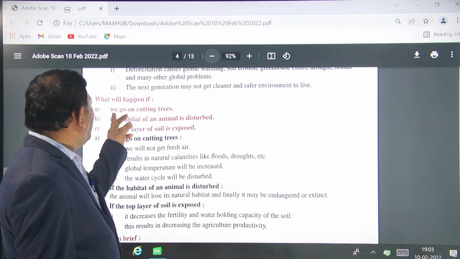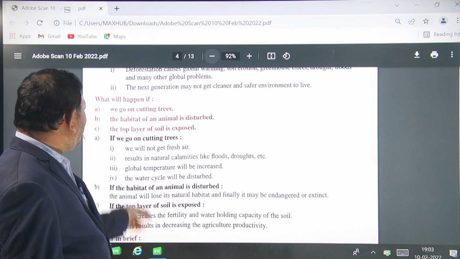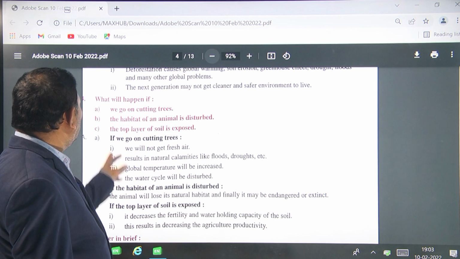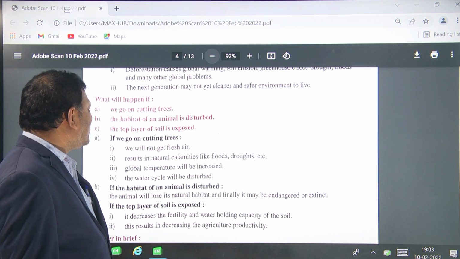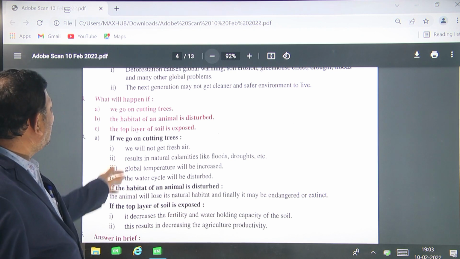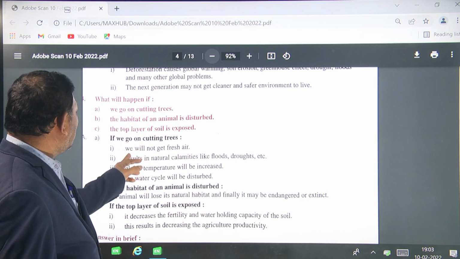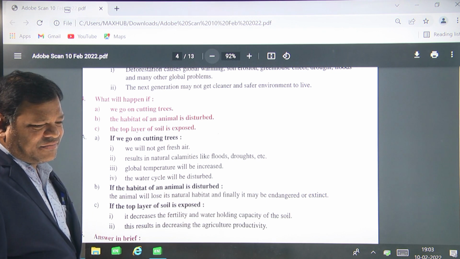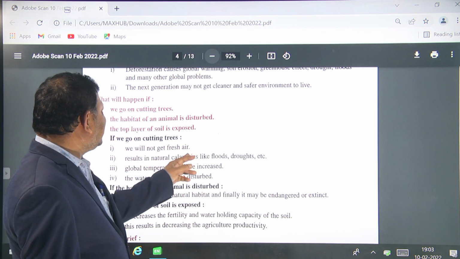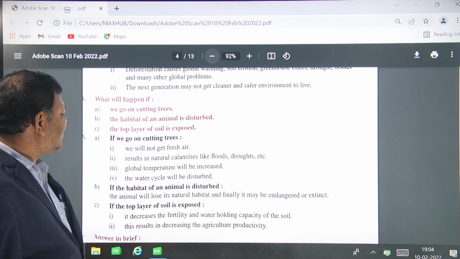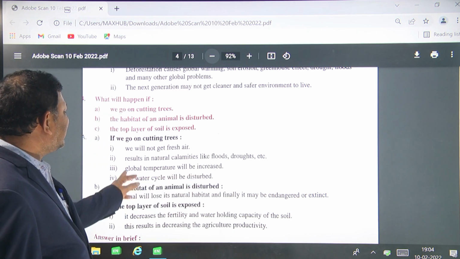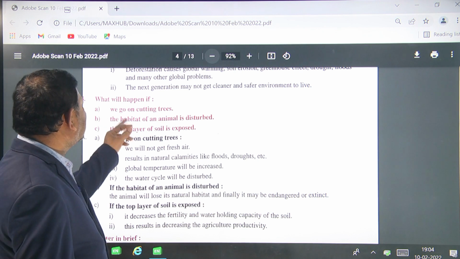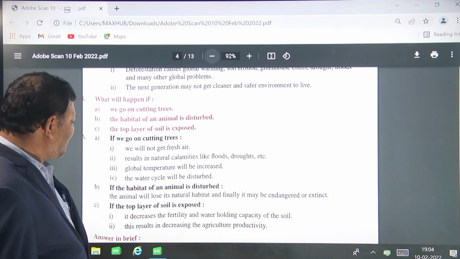So if we go on cutting the trees, what happens? The habitat of animals is disturbed, and the top layer of the soil is exposed. If we go on cutting trees, we will not get fresh air. As a result, natural calamities like floods and droughts occur. Global temperature will increase. The water cycle is disturbed because we are cutting the trees.